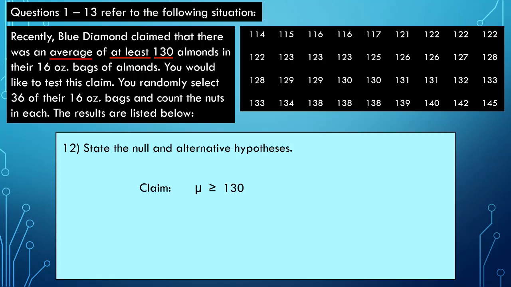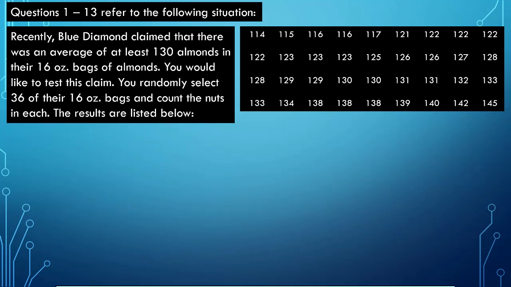Because there's a statement of equality there, that makes this an H0. So the complementary hypothesis to another hypothesis that has greater than or equal to in it will be a less than hypothesis. So the second hypothesis here is mu less than 130, and that's our HA. So those are the answers for question 12. Question 13.